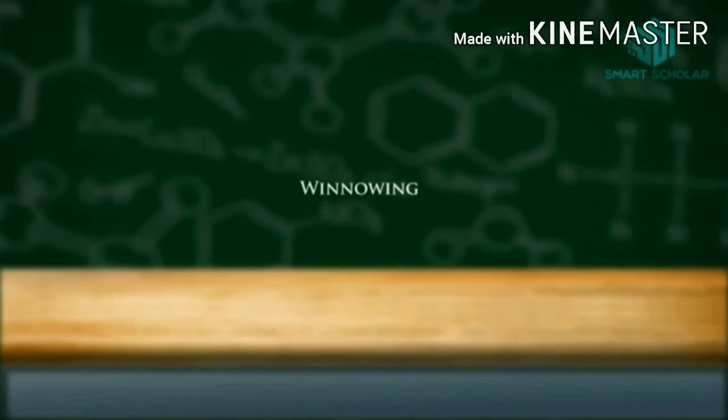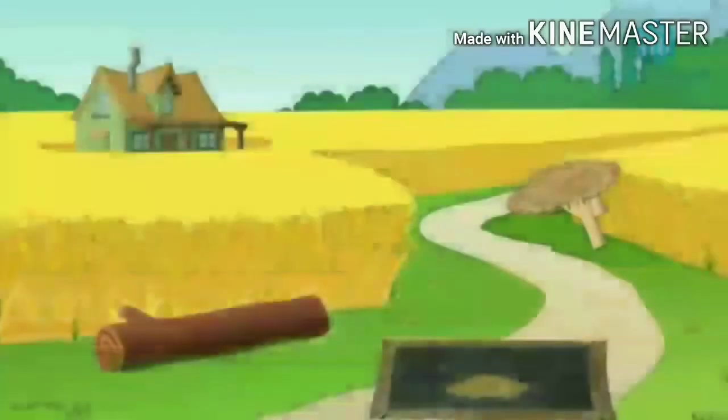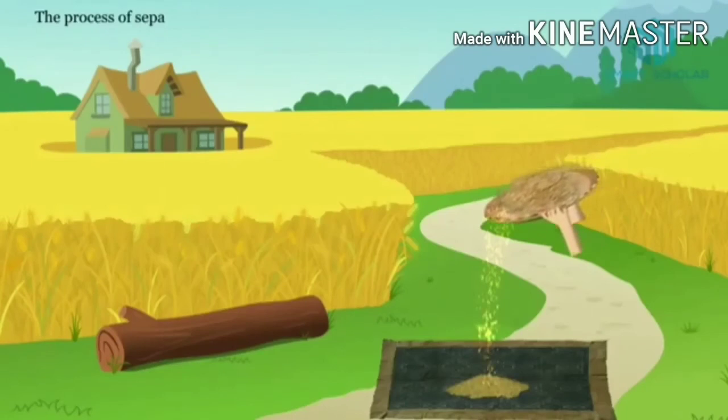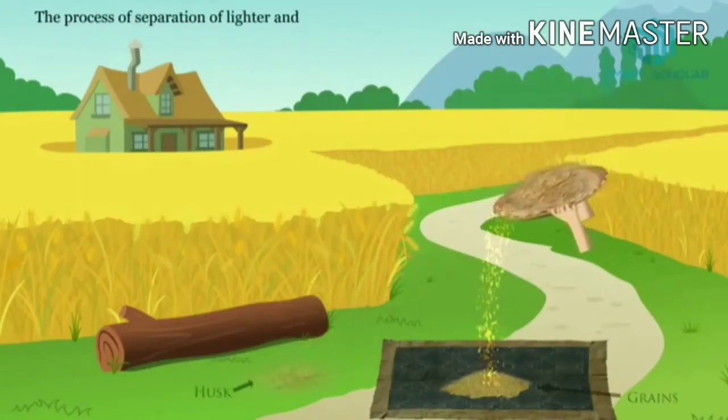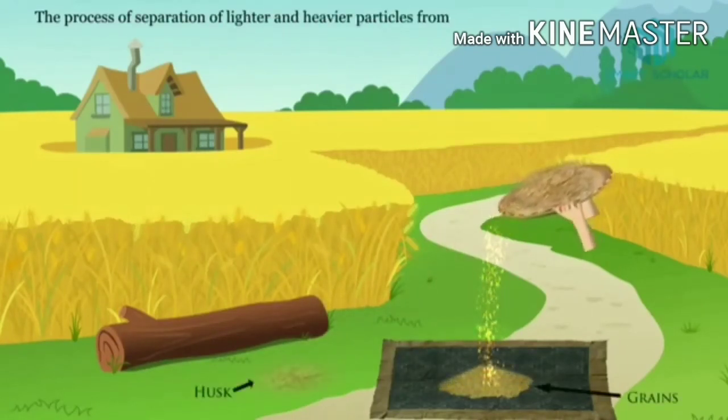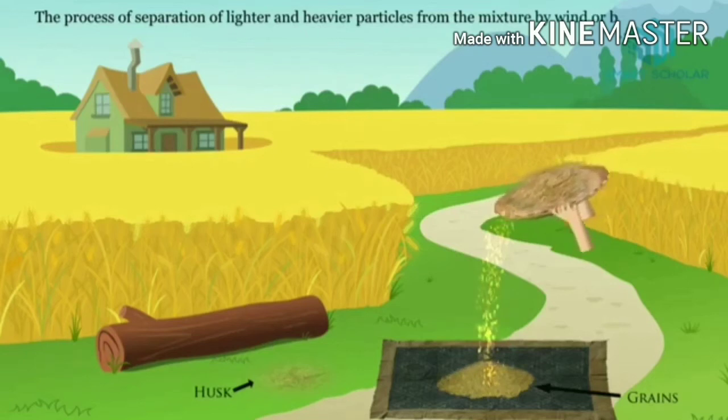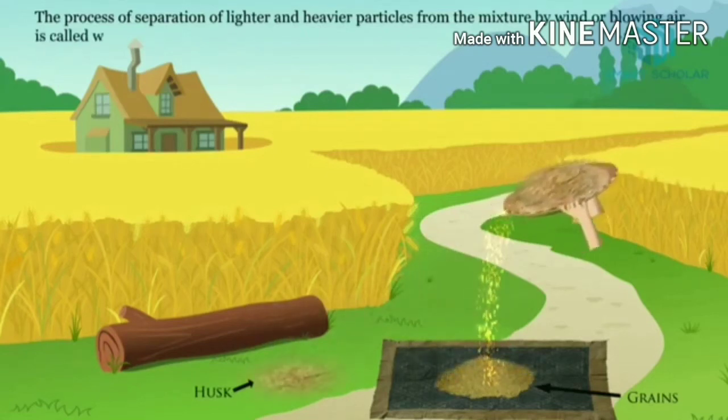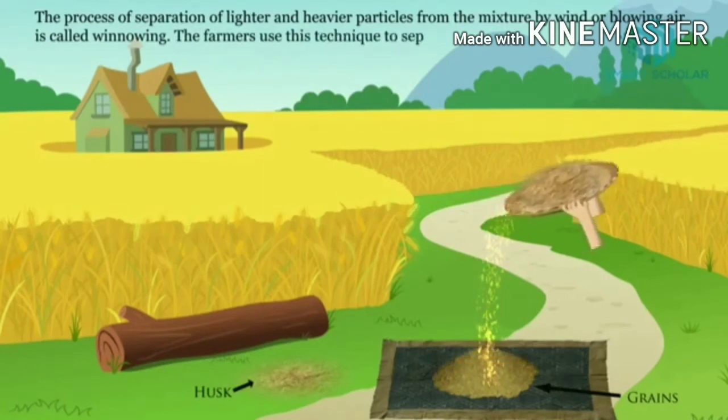Third is winnowing. The process of separation of lighter and heavier particles from the mixture by wind or blowing air is called winnowing. The farmers use this technique to separate husk from grains.